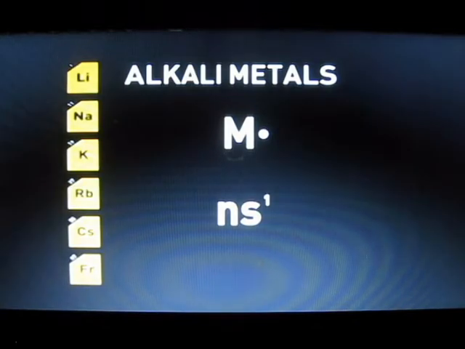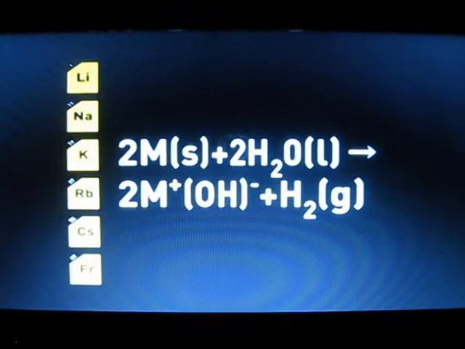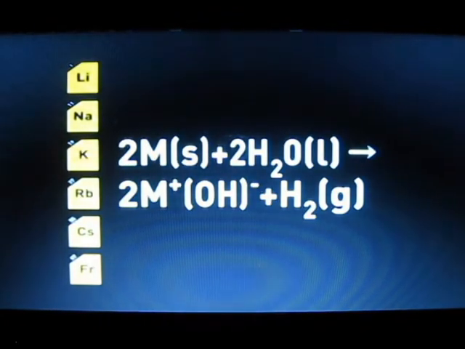Remember, the elements in Group 1 lose one electron to form cations. M stands for any alkali metal, and n is the number of the highest occupied energy level. They all react with water to form a metal hydroxide and hydrogen gas.